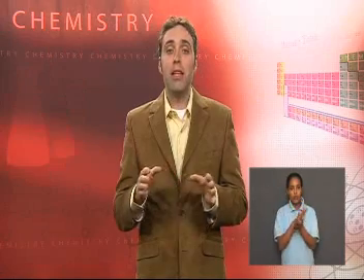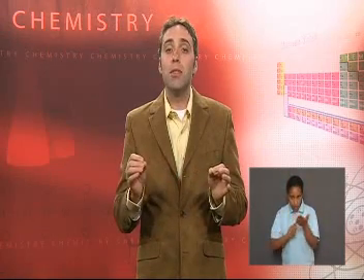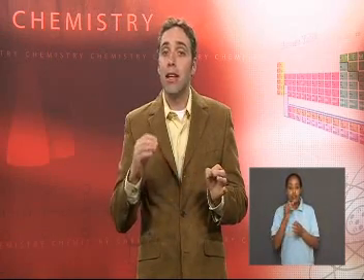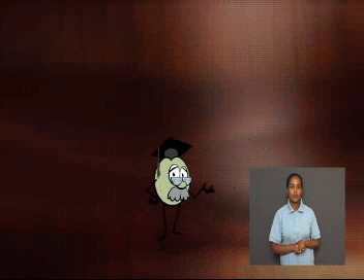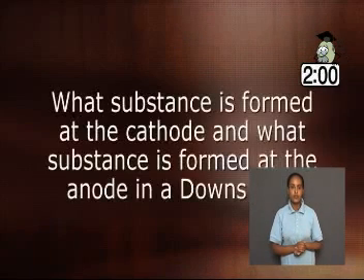Students, on a piece of notebook paper, please write down what substance is formed at the cathode and what substance is formed at the anode in a Downs cell. You may begin now. Students, let's get ready. Begin.